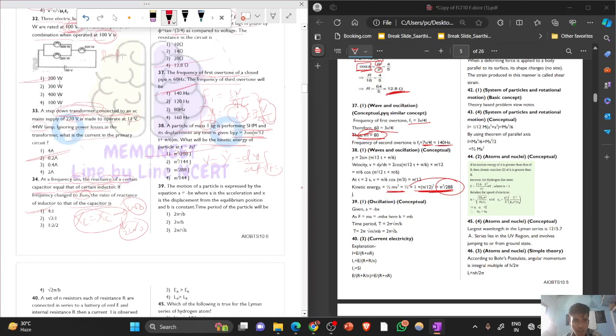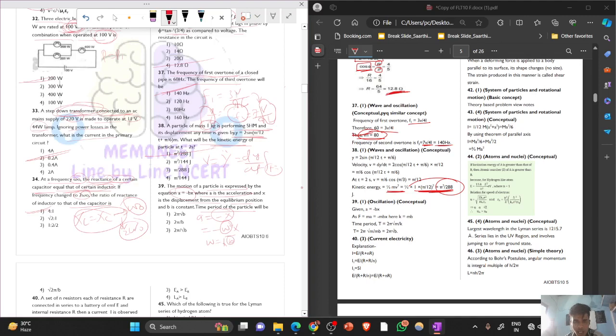Now moving ahead. The motion of a particle is expressed by this, with acceleration and displacement. What will the time period be? You know acceleration is proportional to minus x, so it is SHM. So here it is minus omega square x. Omega is equal to root under b.